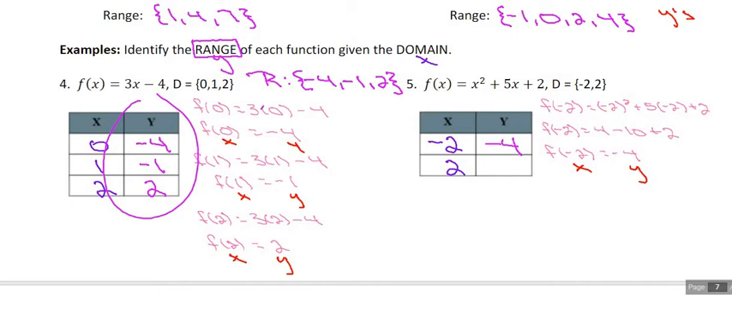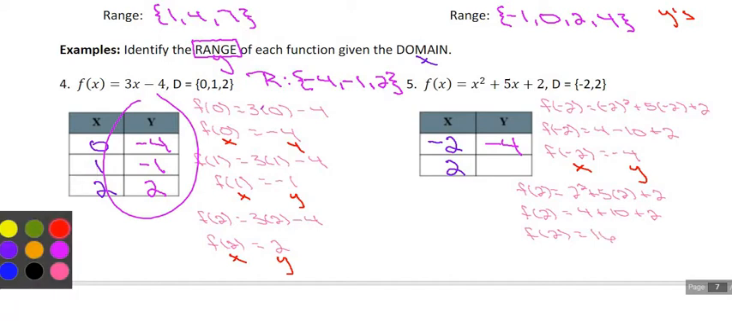And finally, we want to know what is our y value when x is 2. So we're going to plug in 2. So f of 2 equals 2 squared plus 5 times 2 plus 2. Continue dragging down. f of 2 equals 2 squared is 4 plus 5 times 2 is 10. Drag down the plus 2. So f of 2 equals 16.